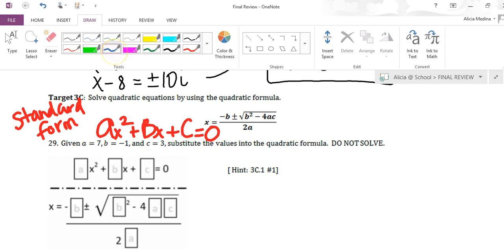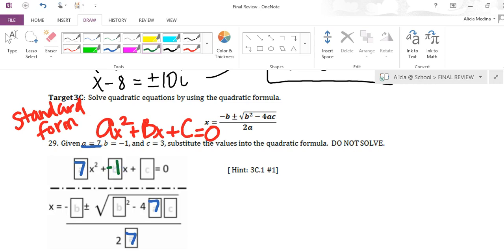So our a value here is 7. Anywhere I have my a is where I'm going to put that 7. Right? So I see it here and here. Basically just substitute it wherever it needs to go. The b was negative 1. So I substitute a negative 1.